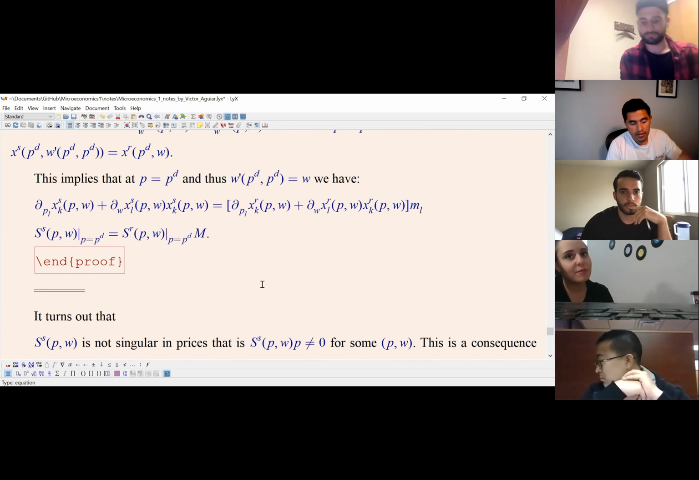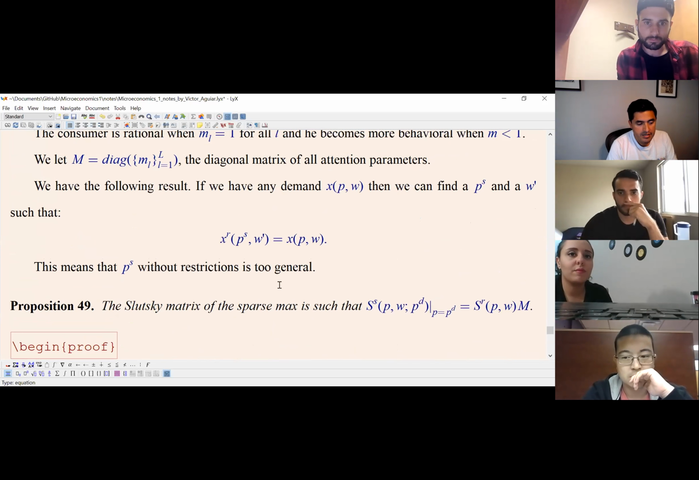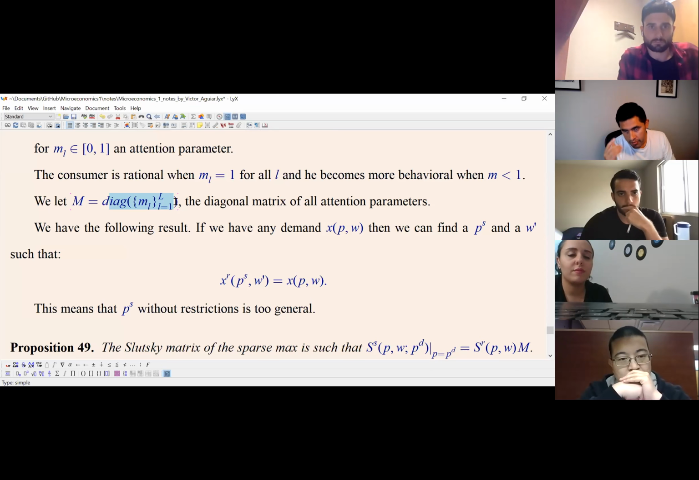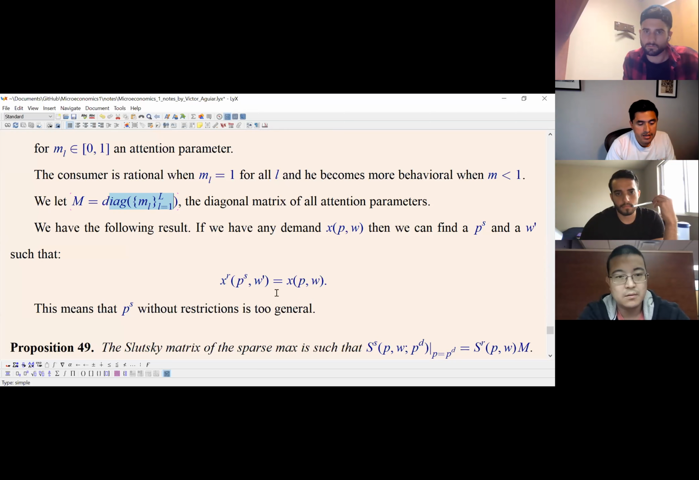But the punchline is that if I construct a matrix, together with the Cobb-Douglas, of basically the diagonal of all these attention parameters, remember there are L goods, one attention parameter per good: attention for bread, attention for meat, for produce, one for each good. If you put that in a diagonal matrix, then the Slutsky matrix is going to be the symmetric matrix multiplied by this diagonal matrix. In other words, it's potentially non-symmetric where the Ms are not 1. So this provides a very elegant deviation from rationality.